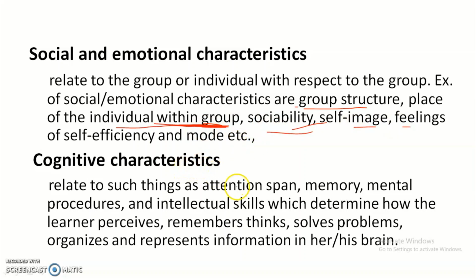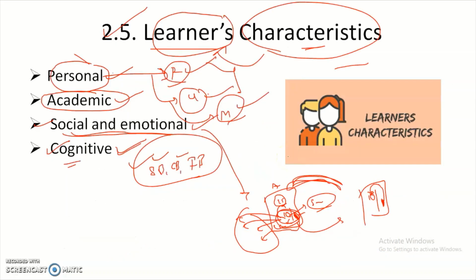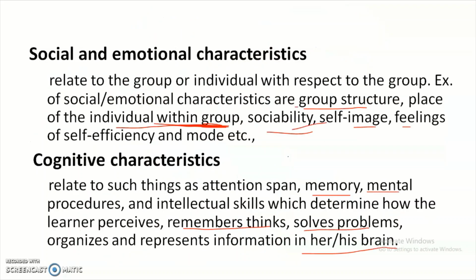And the cognitive characteristics mean memorizing the concepts, the mental procedures, solving problems, the thinking levels and the remembering level. All these things pertain to the brain, his or her brain. So these come under the cognitive characteristics, right? So these are the four main learner characteristics.